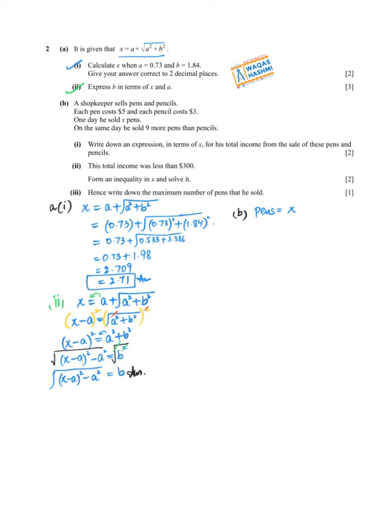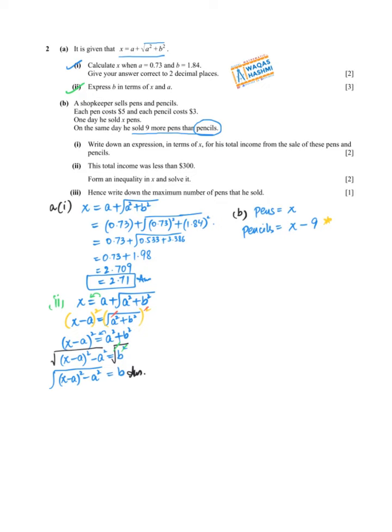Now that is a very confusing statement here. 9 more pens means there are 9 more pens as compared to pencils, right? So I can say that pencils is equal to x minus 9. If pens are 9 more than pencils, that means pencils are 9 fewer than pens. So that is a very important statement you need to make here, and if you make that statement right, you will end up with the right answer.